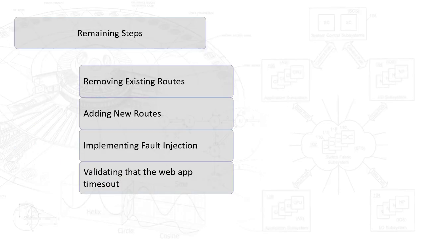So let's talk about the remaining steps. The first thing we want to do is remove any existing routes that might exist. We will then add in the new routes, those that include the 7-second delay. And then we'll actually be implementing fault injection by doing so. From that point, we'll validate that the web app times out and that the web page provides the appropriate message as a result of that timeout.